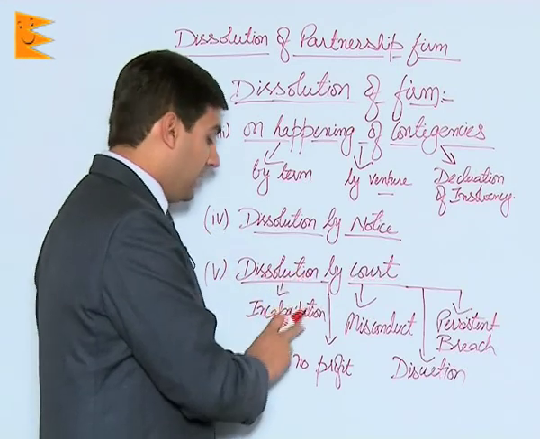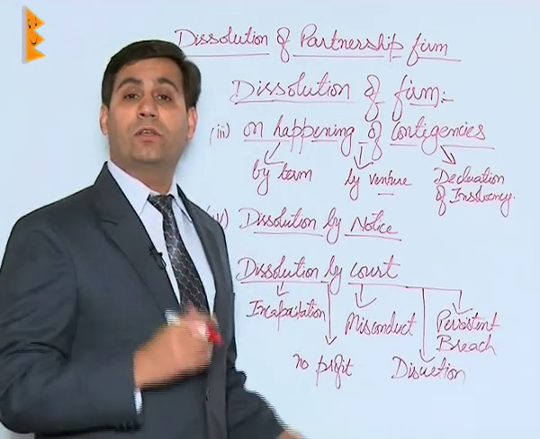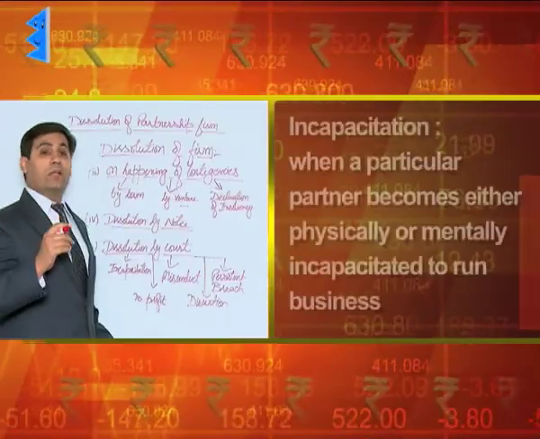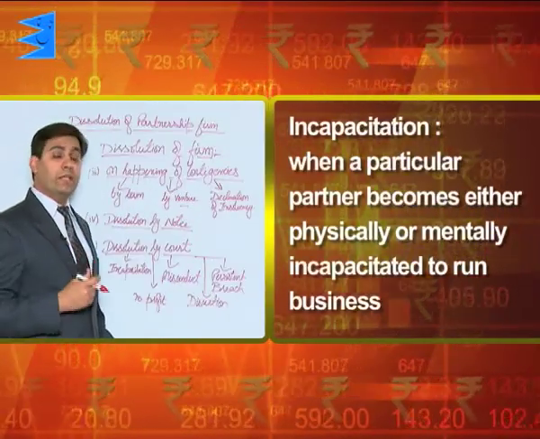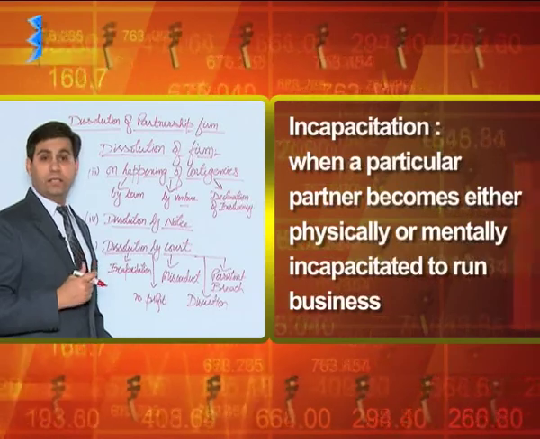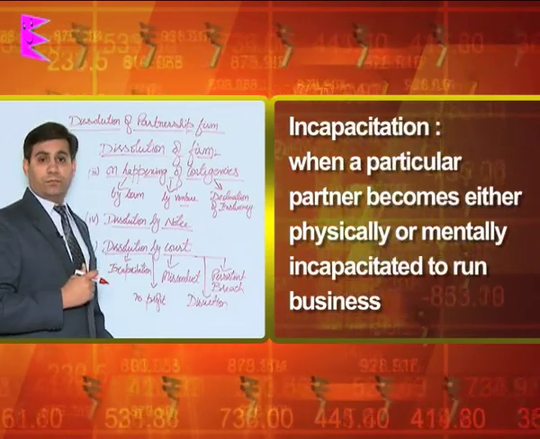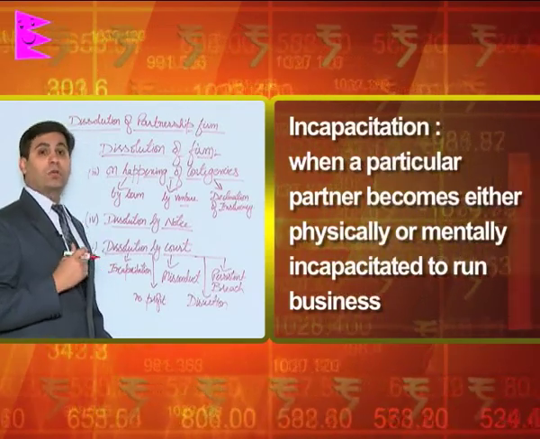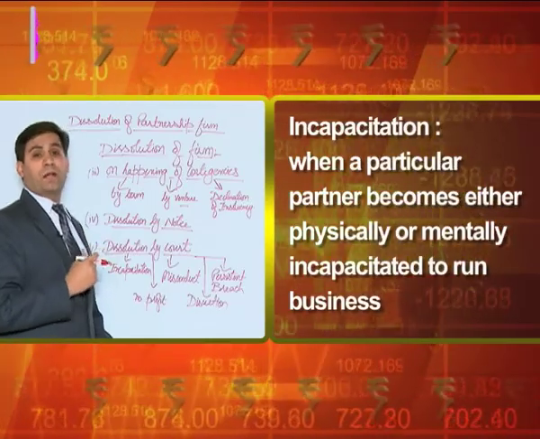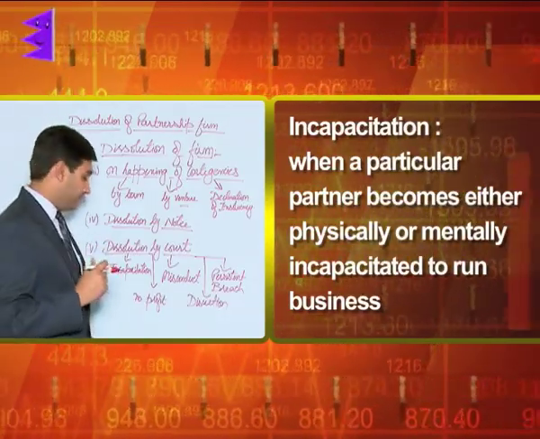The first one being incapacitation of a particular partner. That is, when a particular partner becomes either mentally or physically incapacitated to run the business. In that situation, the court may ask the partners to dissolve the business.